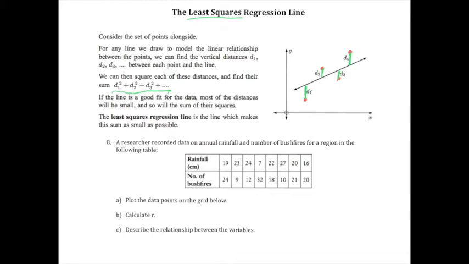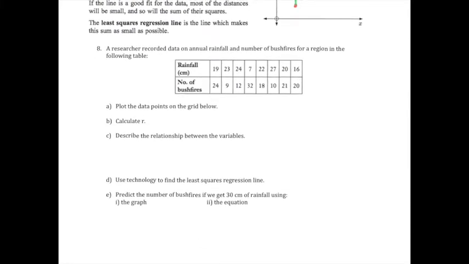So when we add up all those squares, if we've got a small value, we've done a good job. What is a small value? Well, it's comparative. But the good news is we don't actually have to do it. The calculator is going to do it for us. So the least squares regression line is the line which makes the sum of all these squares as small as possible, and the calculator will work that out for us. So let's try a question.